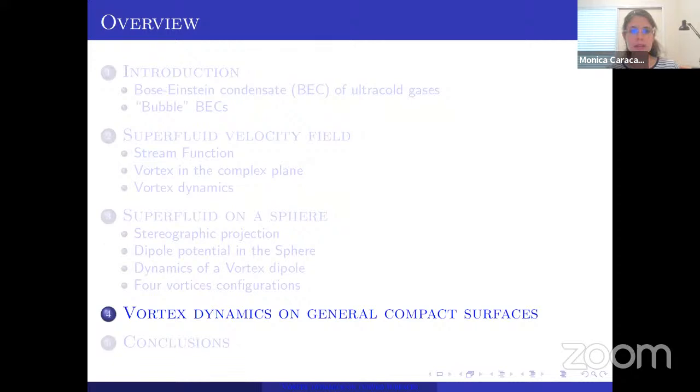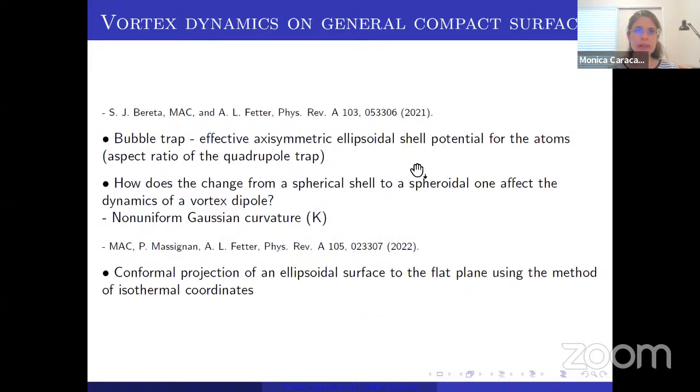Well, I just finished the part on the spherical surface. Now I would like to talk about the last topic, vortex dynamics on a general compact surface. Okay, all this that I already explained was a result of this work here, two years ago.